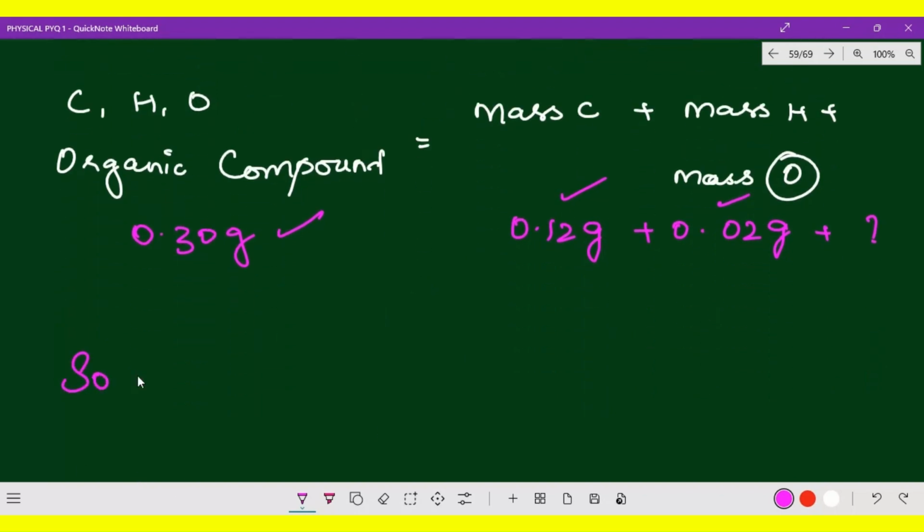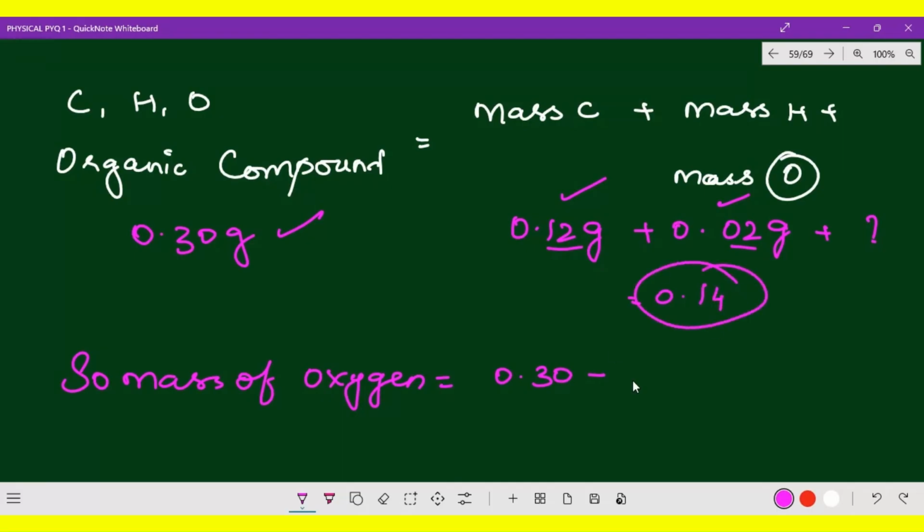So the mass of oxygen is 0.30 minus, and both of these if we calculate, it is 0.14. If you reduce 30 minus 14, it is 0.16 gram of oxygen. I hope you got the clarity.